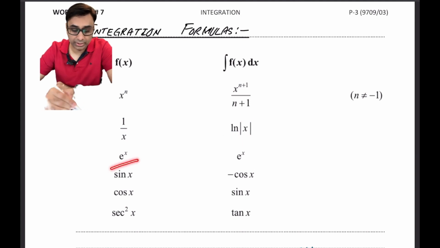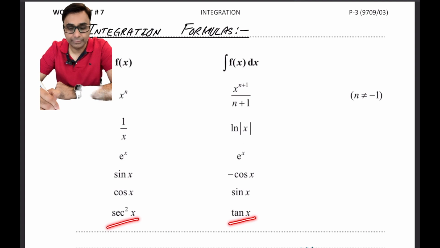Another formula you have, that is the easiest of the formulas, is e power x integrates to e power x. And sin x integrates to minus cos x. Cos x integrates to sin x. And if you see sec square x to be integrated, that will become tan x.